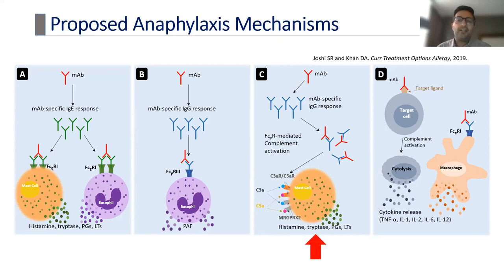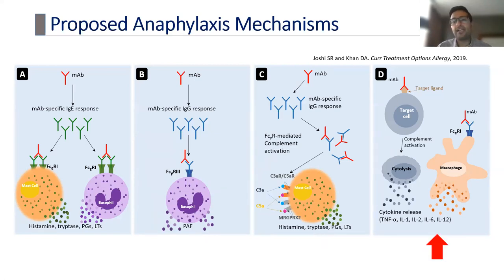The third type here is complement activation. So again, IgG or IgM can bind to these monoclonal antibodies and cause complement activation. Specifically C3a or C5a, which can bind to receptors directly found on mast cells and can activate through the MRGPRX2, which can lead to histamine and tryptase degranulation.